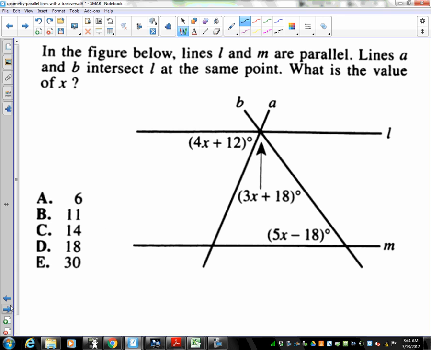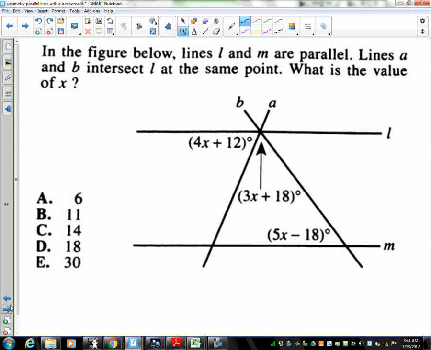Okay, another triangle type problem here. It says in the figure below, lines L and M are parallel, lines A and B intersect at the same point. What is the value of X? So let's notice here again, we've got parallel lines with my transversals. Let's look for some special angles here.